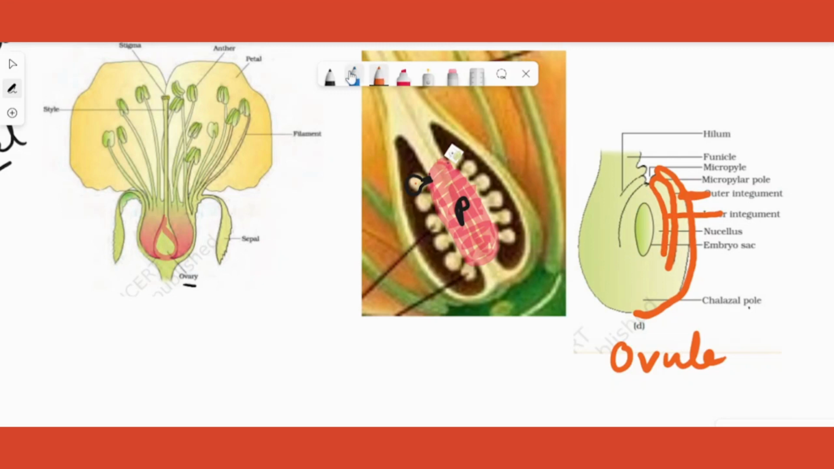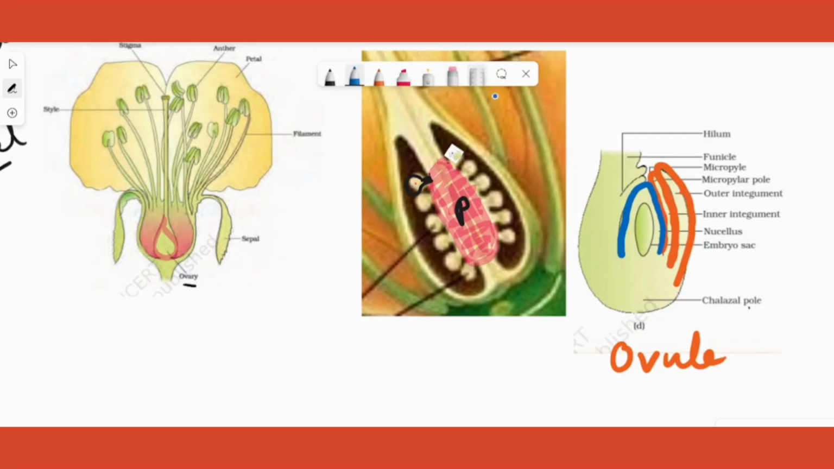Now comes another food-laden tissue. This one. This is of importance to you. Okay, I'll draw again. Integument number 1, this one. Integument number 2. Integument is the outer covering. Inside that is a food-laden tissue. Where is it? Here. This is of significance to you. This is called the nucellus. Nucellus.